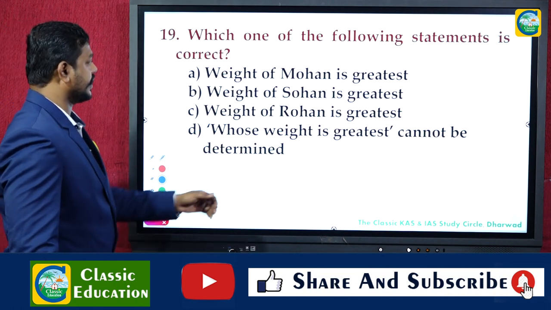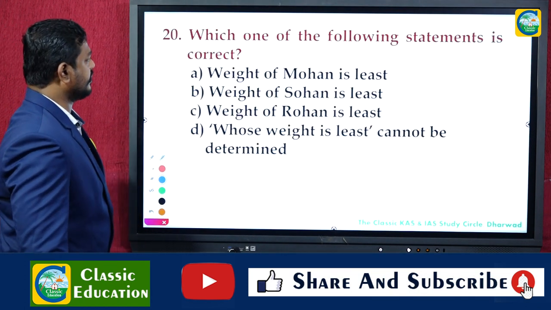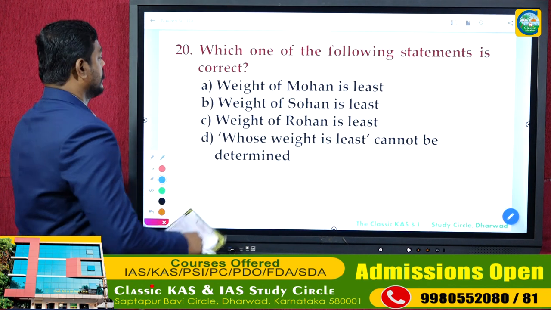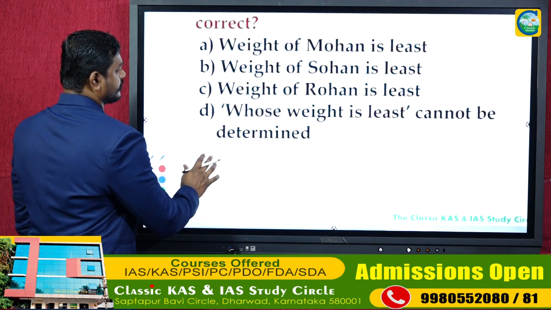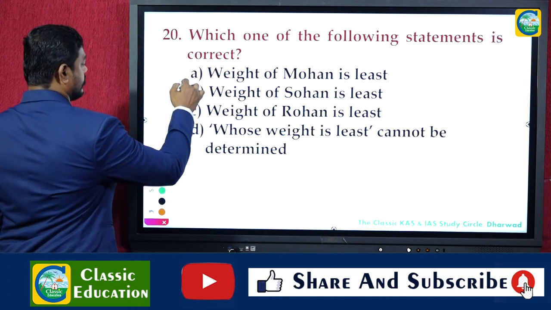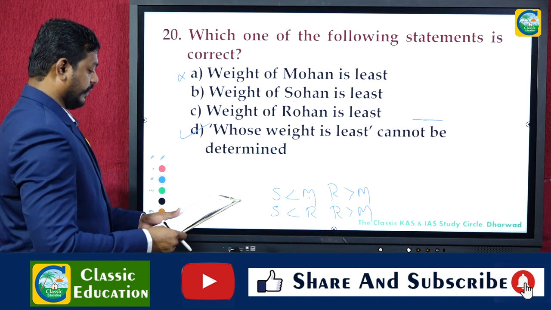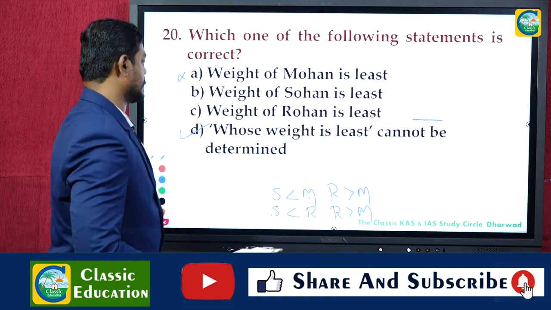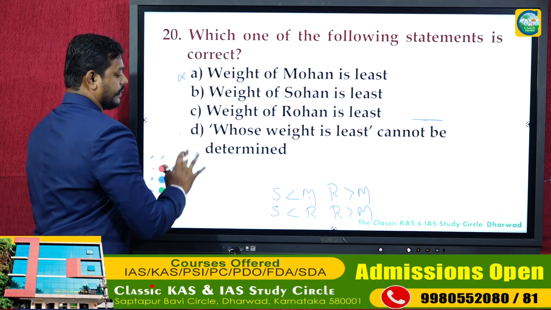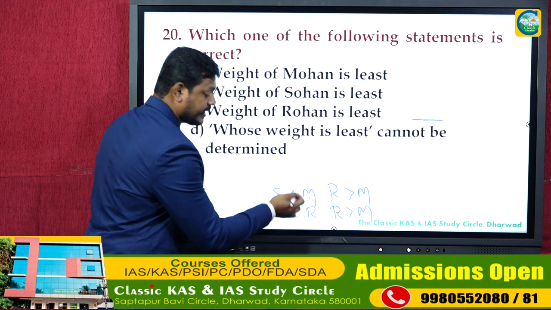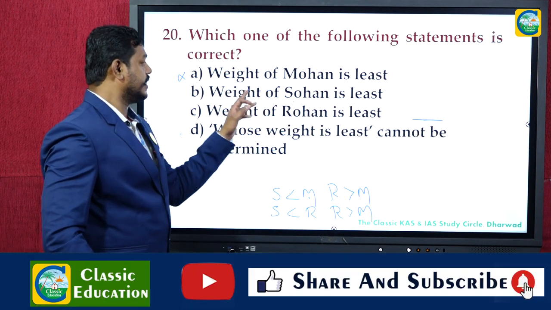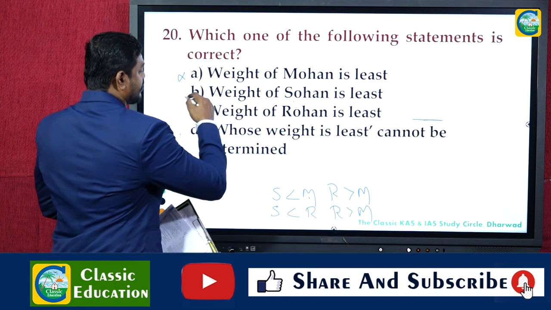Right, friends. Let me check one more question here. 20th question: which of the following statements is correct? Again, in this statement, they are asking which one is the right one. Let us see here. First option, weight of Mohan is the least. No, we can't say. Second one, weight of Sohan is the least. Yes. See friends, Sohan is less than Mohan, Sohan is less than Rohan. In both cases Sohan is the least. In the least, meaning he is the person with the least weight. So the second option is right here.